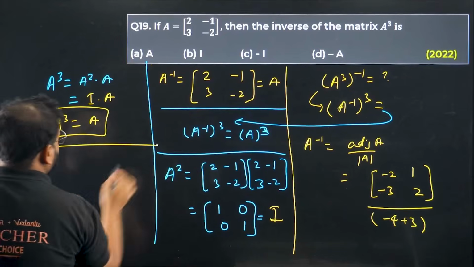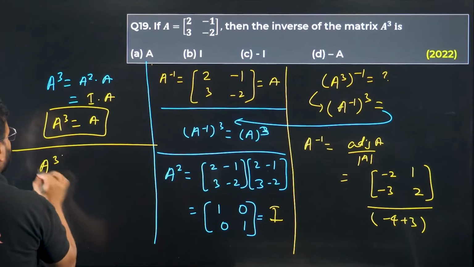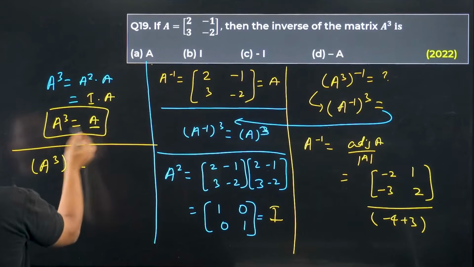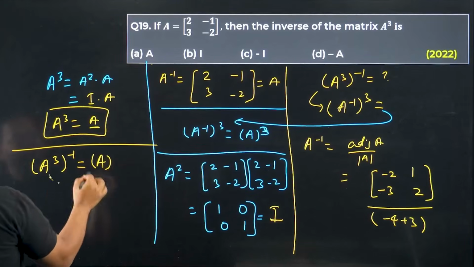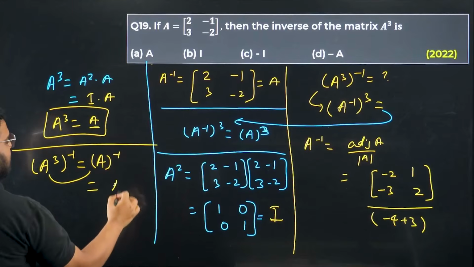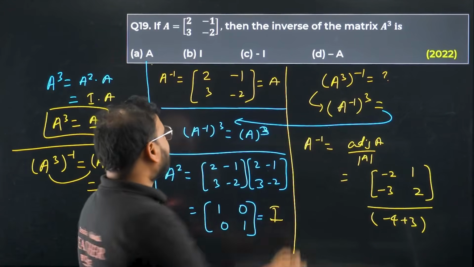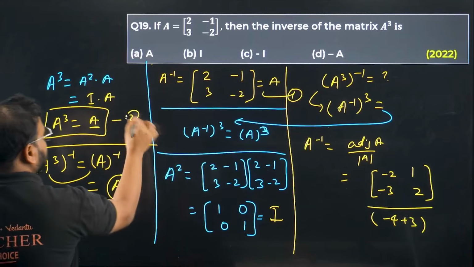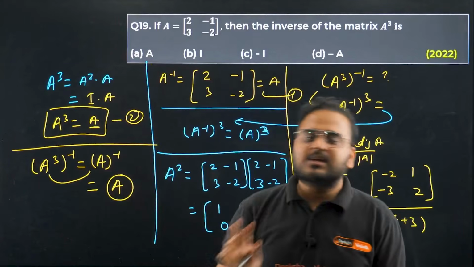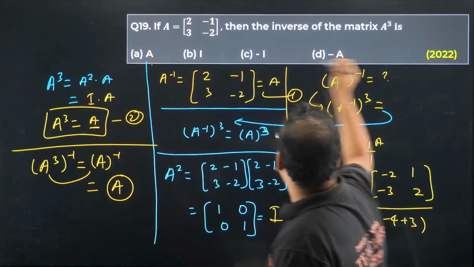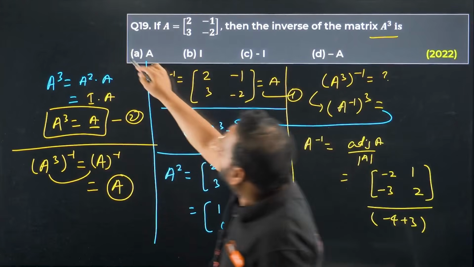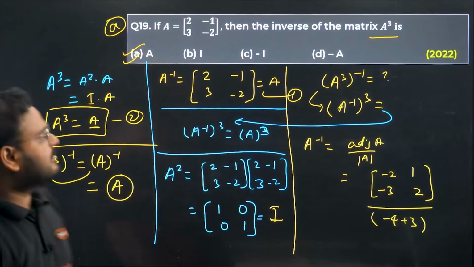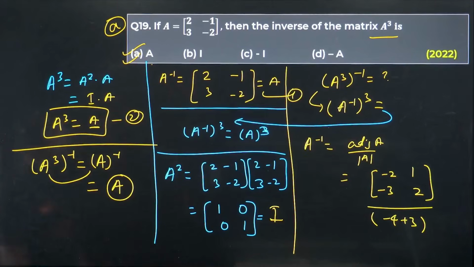What are they asking us? They were asking us A cube inverse. What is A cube? A cube is simply A. So A cube inverse is simply A inverse. What is A inverse? Simply A. So I got A inverse is simply A. This is my equation number 1. And A cube is A again, equation number 2. From equation 1 and 2, you can see that this whole thing that they are asking is going to be simply option A. Question number 19, option A is correct.